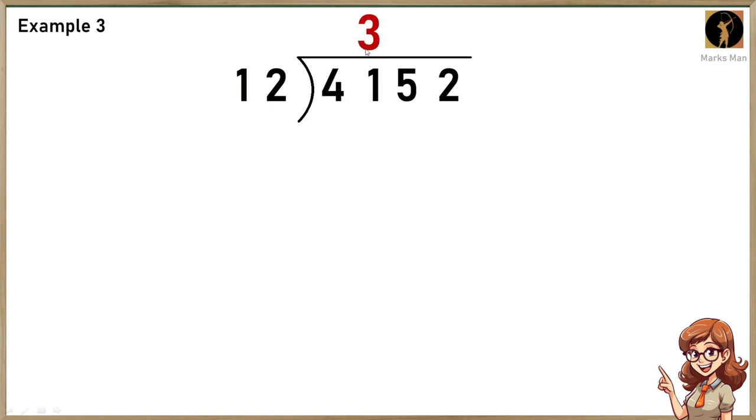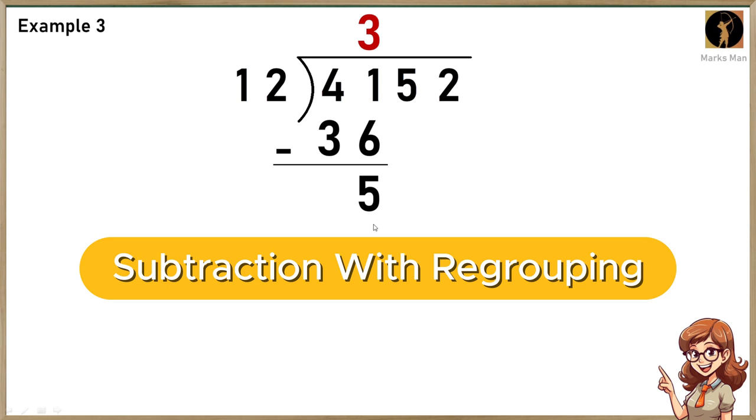Next step, you need to multiply this number 3 to your divisor. So 3 times 12, that is equal to 36. Next, you need to subtract this number 36. Now 41 minus 36, that is equal to 5. Now, if you don't have any idea how to subtract numbers with regrouping, I created a video about that. You can click the video link in the comment section.